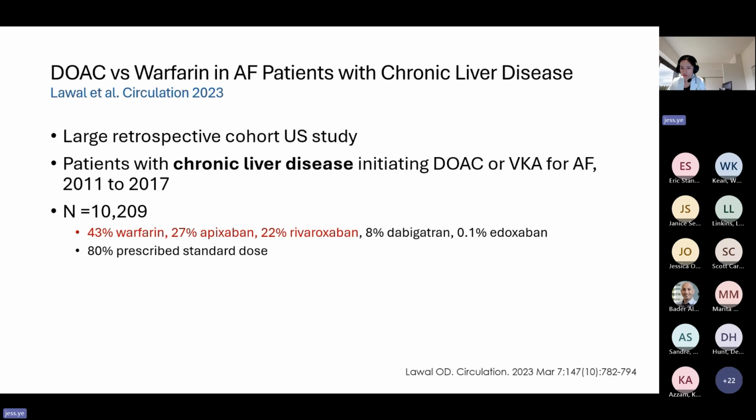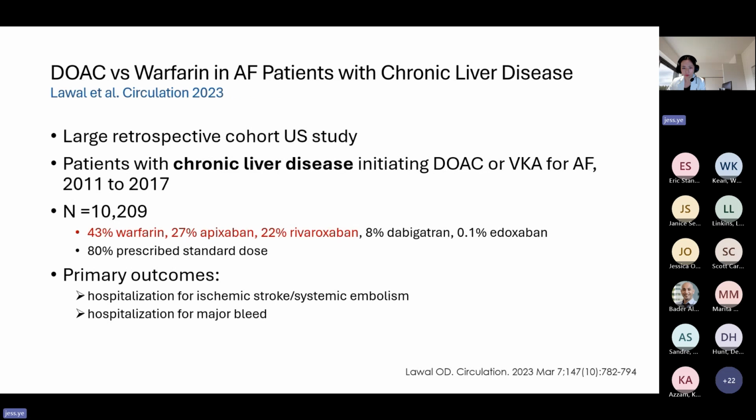Majority of patients were prescribed standard dose. Primary outcomes were hospitalization for ischemic stroke or systemic embolism and hospitalization for major bleeding. This study was also the first one to perform a head-to-head retrospective comparison of DOAC. It looked at rivaroxaban versus apixaban specifically, and we'll review that in a little bit. The median CHA2DS2-VASc was 4.